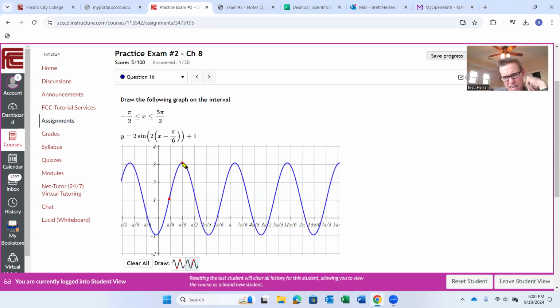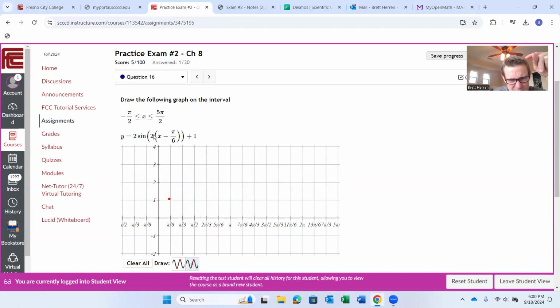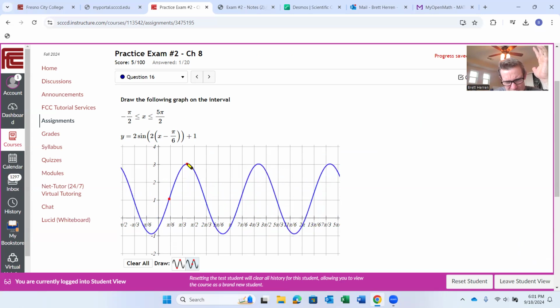Now, question is, where's it going to end one full cycle? Well, that's about the period. And the period is 2 pi over b. And here's the b, this number that's in front of x. 2 pi over 2 is pi. So the period, the width, is pi. So if it starts at pi over 6 and goes pi, it's going to end at 7 pi over 6. I got to make a U shape that ends there, like that. And it's going to go up 2, so up to 3 and down to -1.